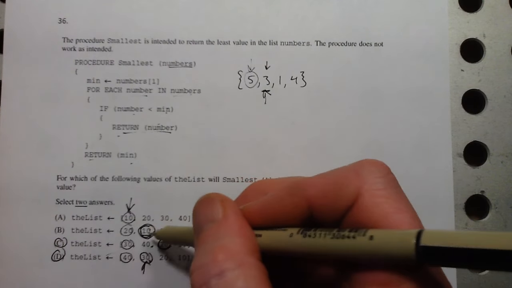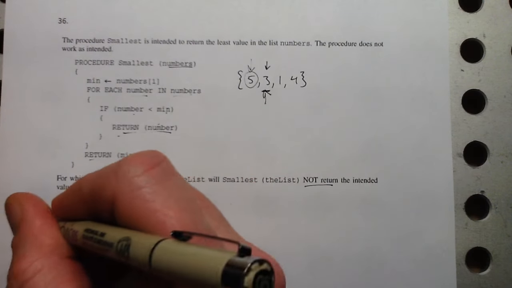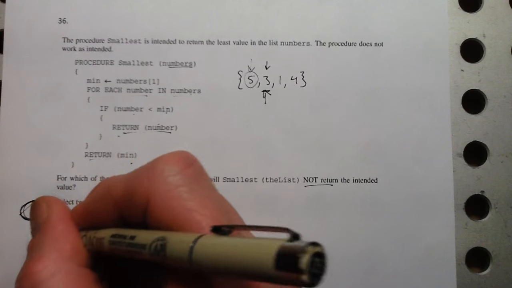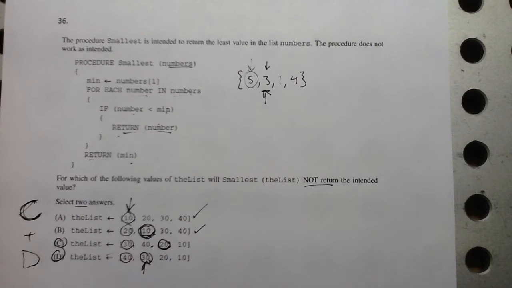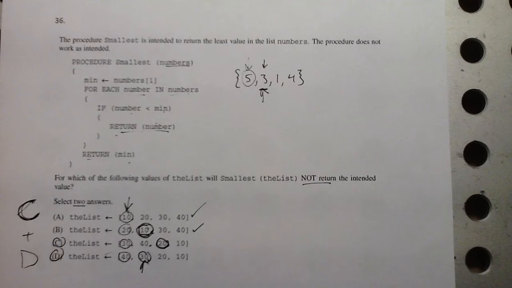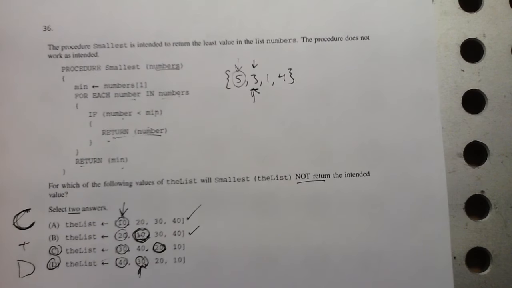It gets lucky on these two, not because it's working properly, but just because the smallest value happened to be near the beginning of the list. There you go.